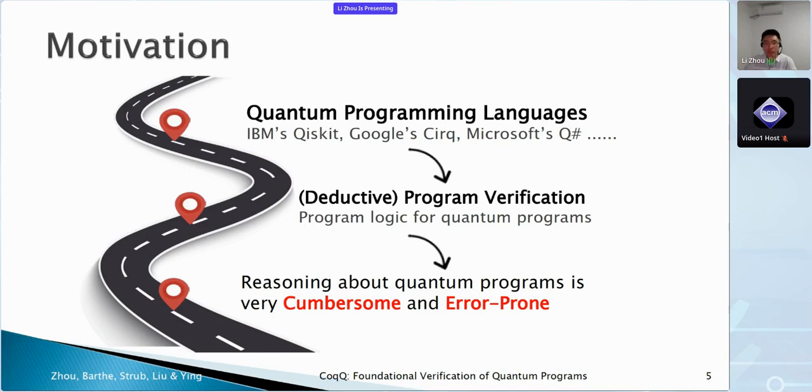First, quantum states and assertions have a richer structure than their classical counterparts. Second, the effect of atomic instructions on quantum states is inherently non-local because these states might be entangled. This makes reasoning very cumbersome and error-prone.